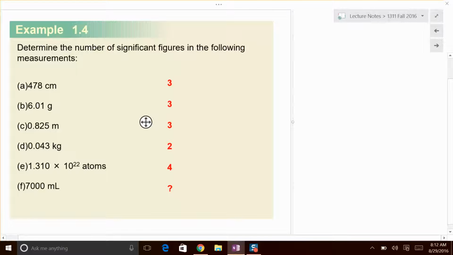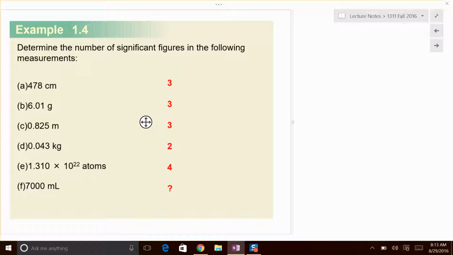All right, so here's a few questions. They're showing you the answers here. 478, that's 3 significant digits. 6.01, 3 significant digits. 0.825, 3. This 0 has value, but it is not significant. 1, 2 significant digits.